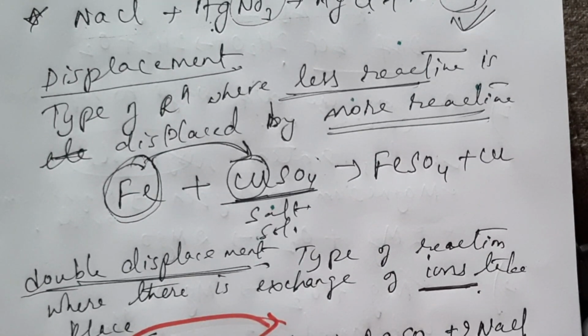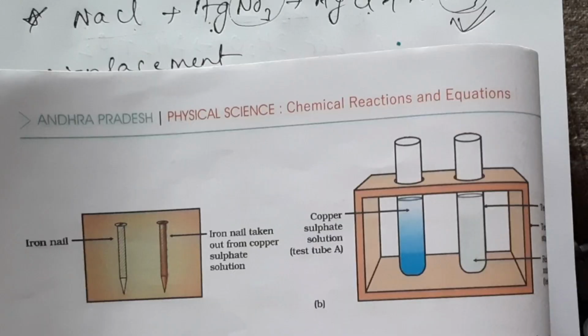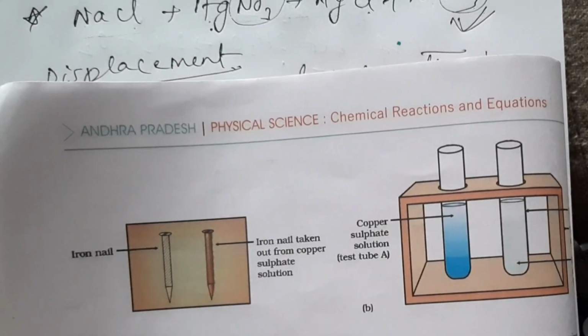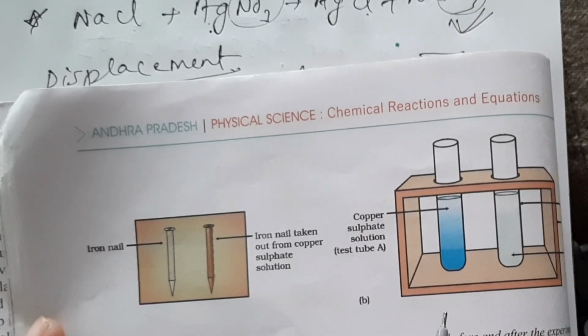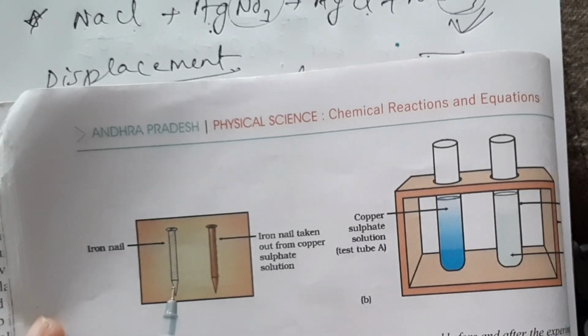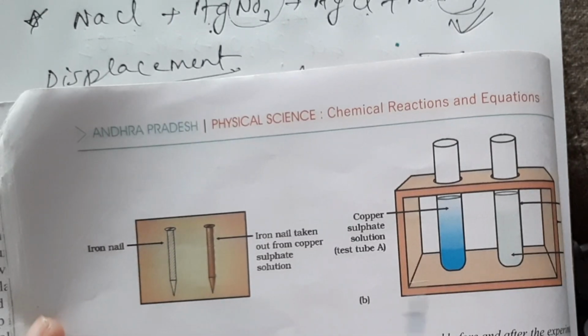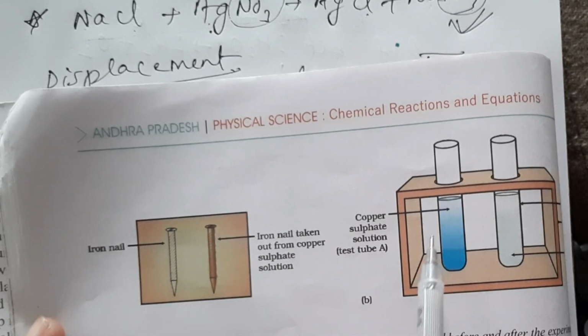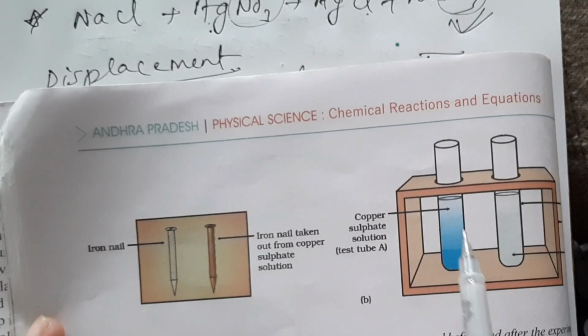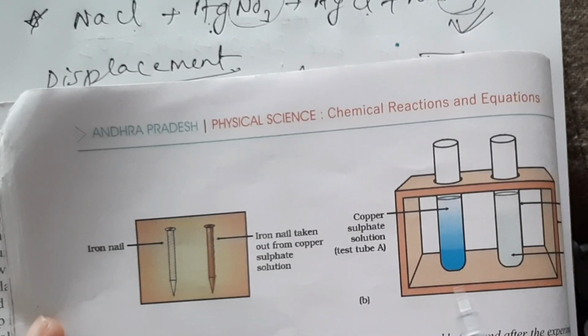Now after double displacement reaction, one important question is there: if they ask about the activity, what happens when iron nails are dipped in copper sulfate solution? For this activity, you need to mention the color. Here iron is more reactive than copper, so it is a displacement reaction. Already we discussed this. When an iron nail is dipped in copper sulfate solution, iron will displace copper from copper sulfate. So the solution color will change from blue to grayish. Or you can write it will become colorless or it fades.